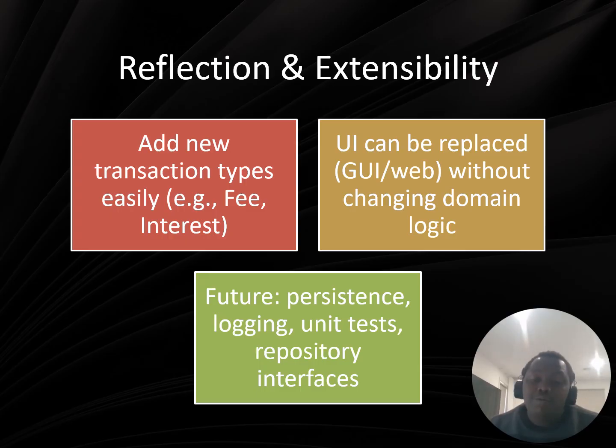Now, let us see how we can improve our program and look at the reflection and extensibility of our bank application program. This program is extensible in such a way that new transactions like a fee transaction or interest transaction can be added easily. The program could be easily replaced with a graphical user interface or web application without touching the domain classes. Future improvements include adding persistence with a database or file storage, login, and unit testing.